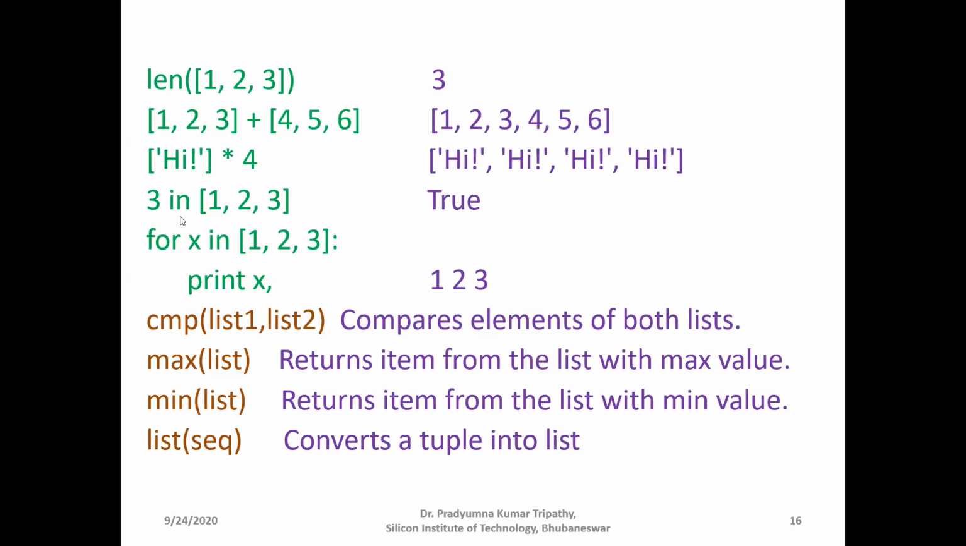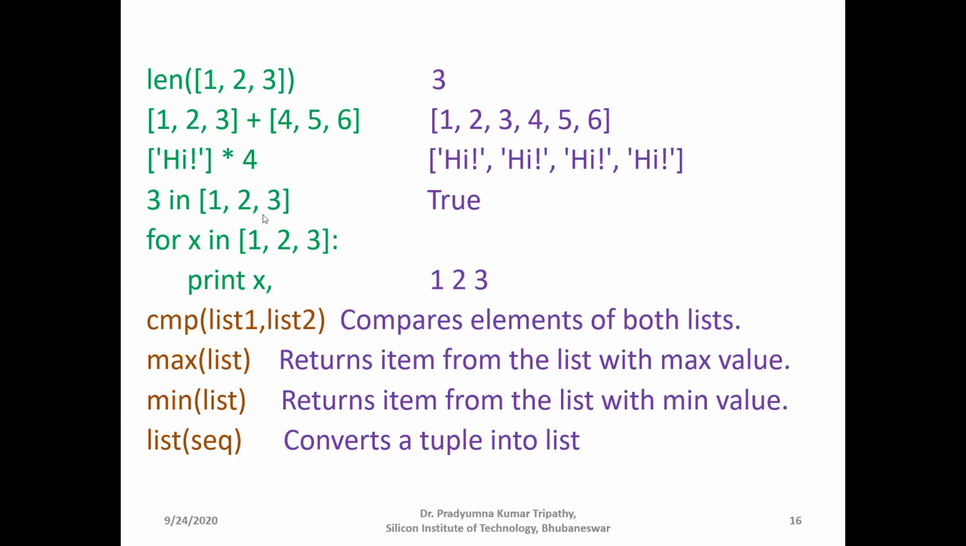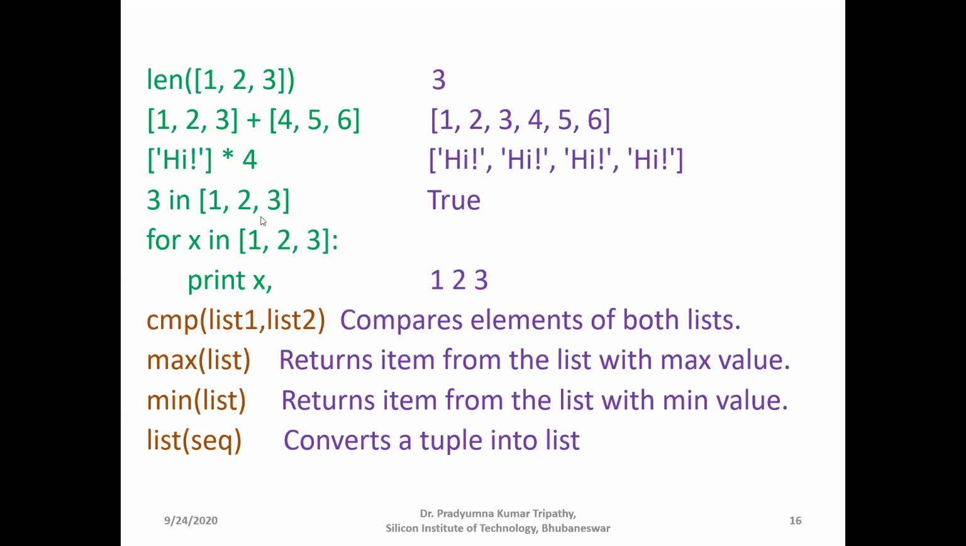If I want to go for linear search, suppose the previous program that we have done, the linear search, we were searching this item in the array. We are searching the item in the array. [1, 2, 3] may be replaced by ARR, item in ARR. So this will return true or false, whether it is present or not present. I may not have to write the entire logic, for loop, if condition, break statement, not required. I just write item in ARR, it will return true or false.